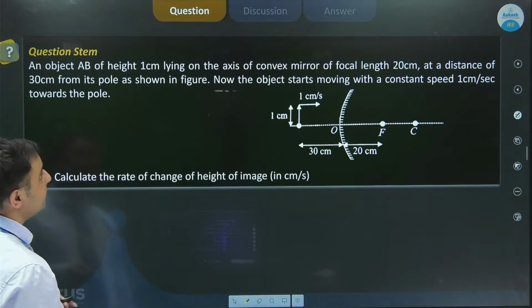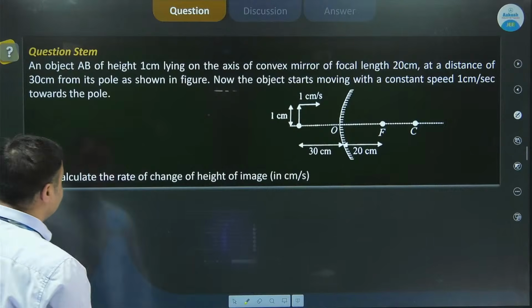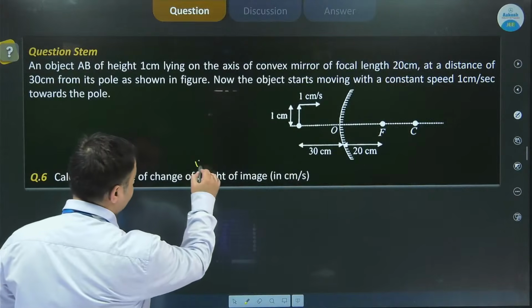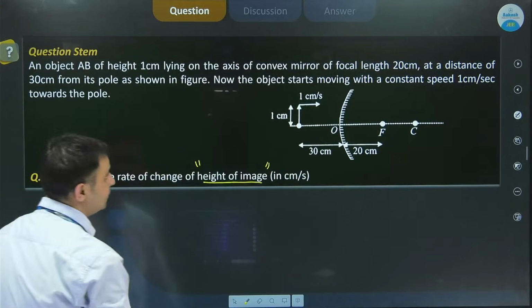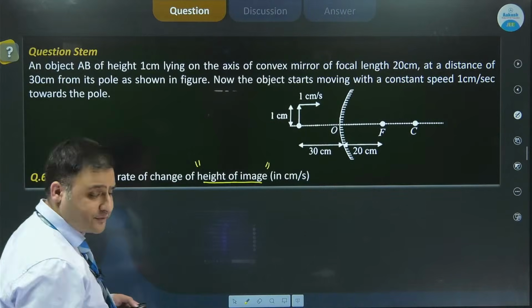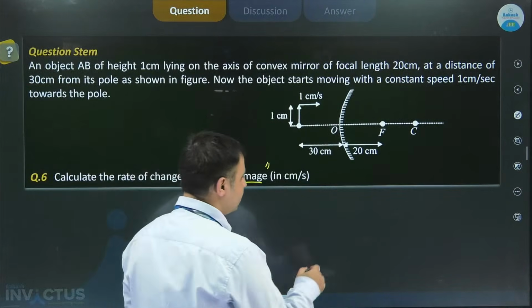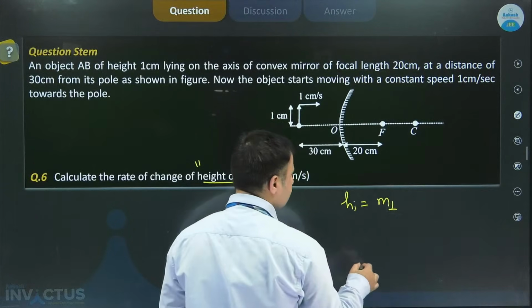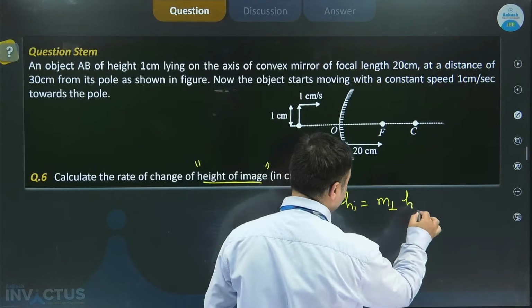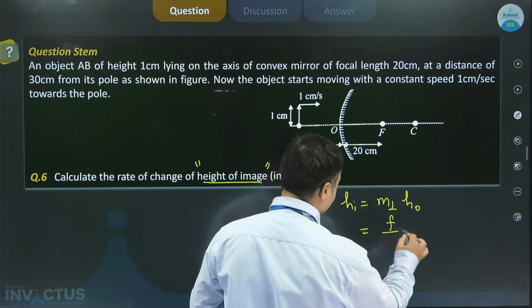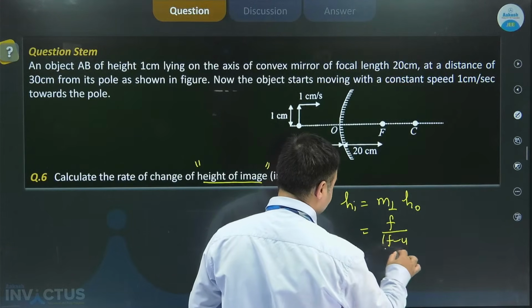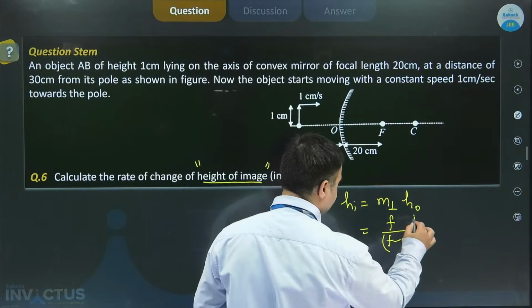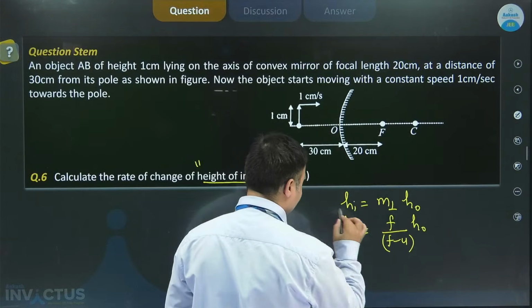So there is another part in this question. Calculate the rate of change of height of the image. Rate of change of height of the image. So height is related with transverse magnification, and height of image is transverse magnification times height of object. So f upon f minus u times h naught, this is the height of image.